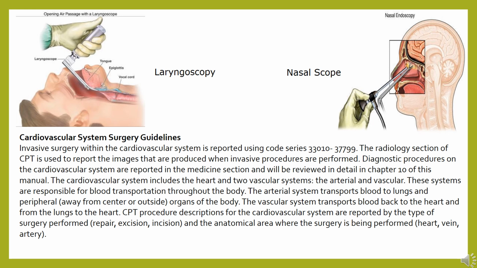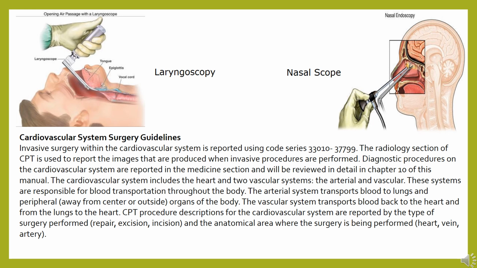Cardiovascular system surgery guidelines. Invasive surgery within the cardiovascular system is reported using code series 30377-37799. The radiology section of CPT is used to report the images that are produced when invasive procedures are performed. Diagnostic procedures on the cardiovascular system are reported in the medicine section and will be reviewed in detail in Chapter 10 of this manual. The cardiovascular system includes the heart and two vascular systems, the arterial and venous. These systems are responsible for blood transportation throughout the body.